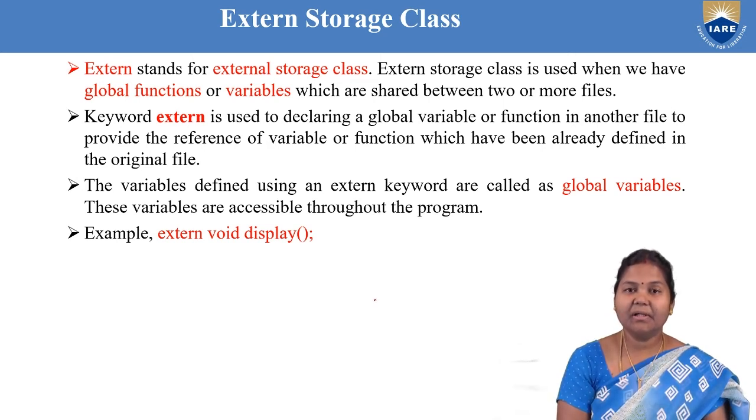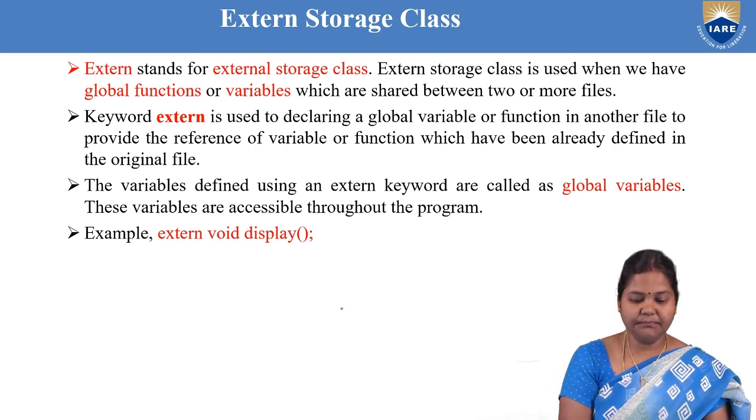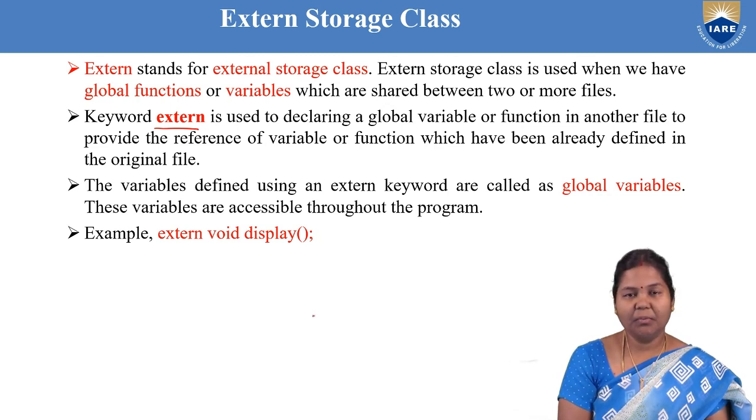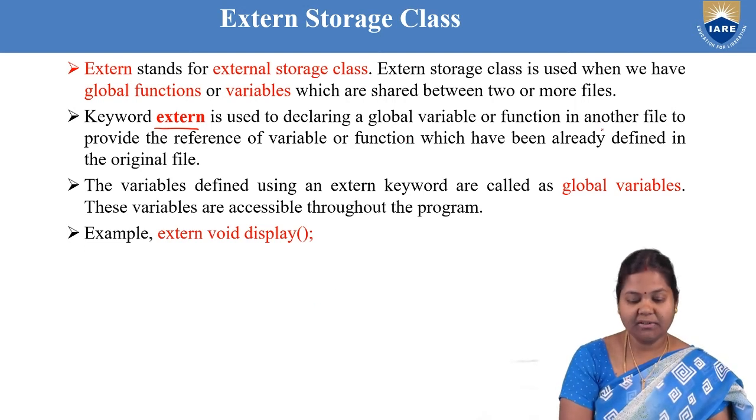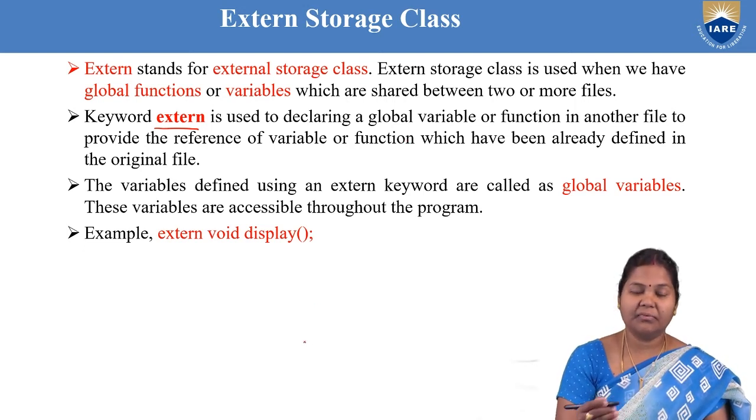That means this particular storage class is used when we have global variables or functions which are shared between two or more files. Suppose you have declared one variable to be of external type and you want to use the same variable or function across multiple files, then we have to go for external storage type. The keyword extern is used to declare a global variable or a external type of variable or function in another file, so that you can provide reference to the variable or function where it is originally defined.